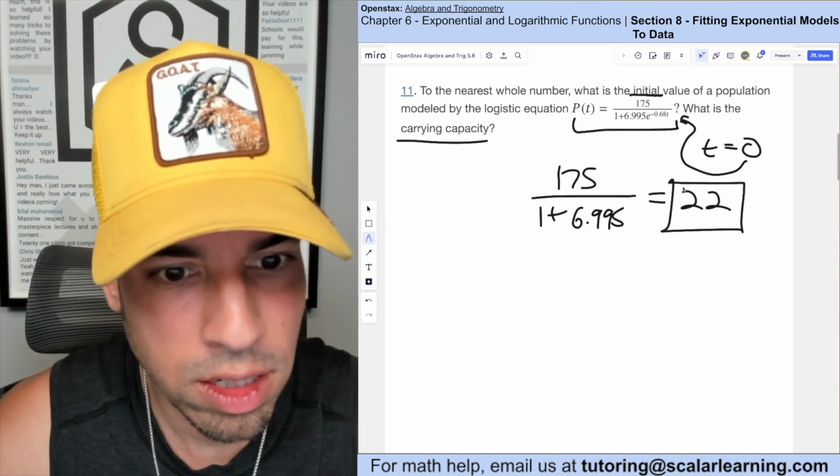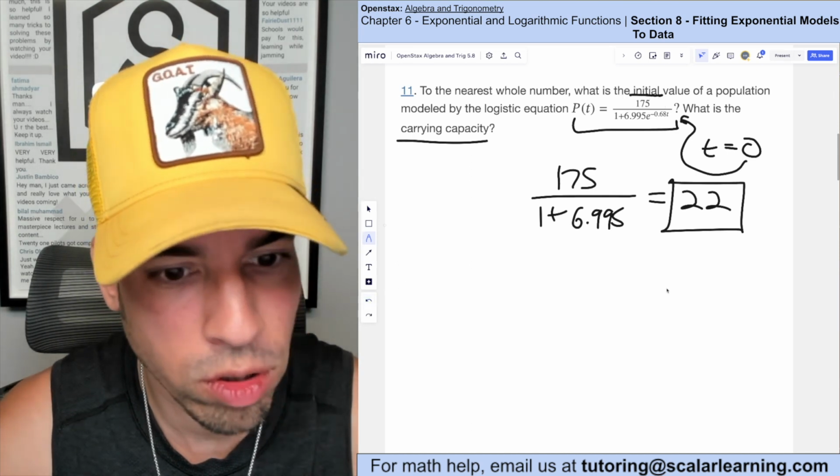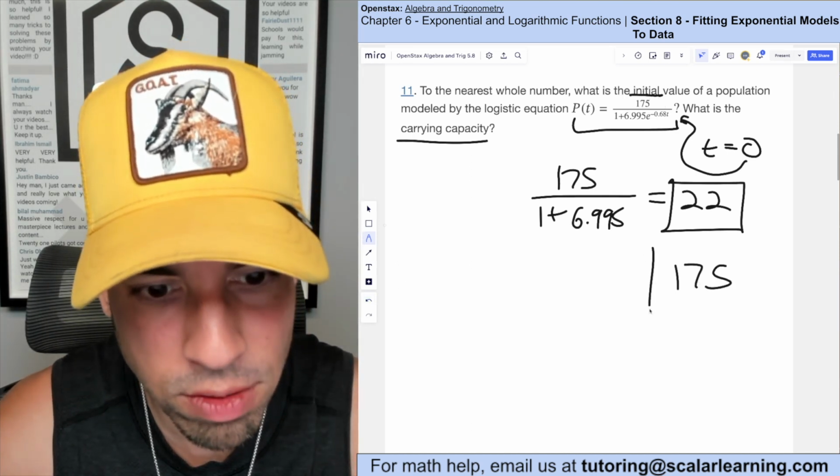So that is the initial population. And then the carrying capacity is this top number, that numerator. So the carrying capacity is 175. So that's how you do it.